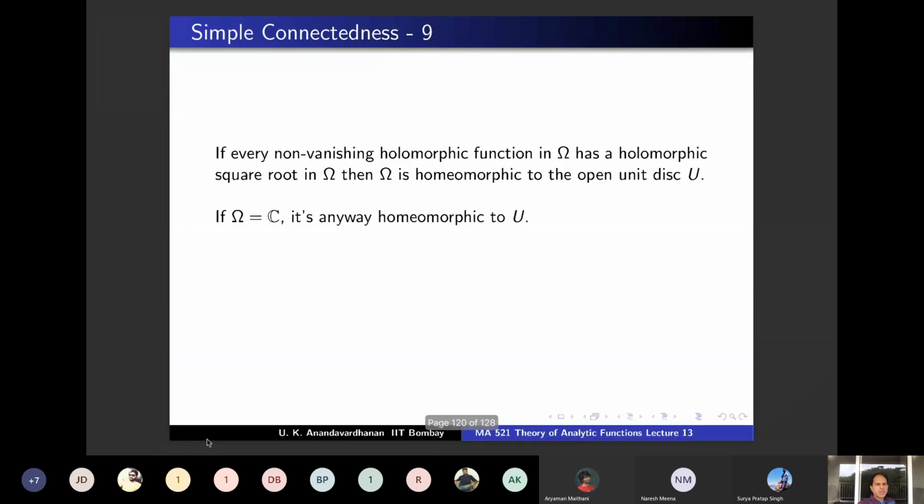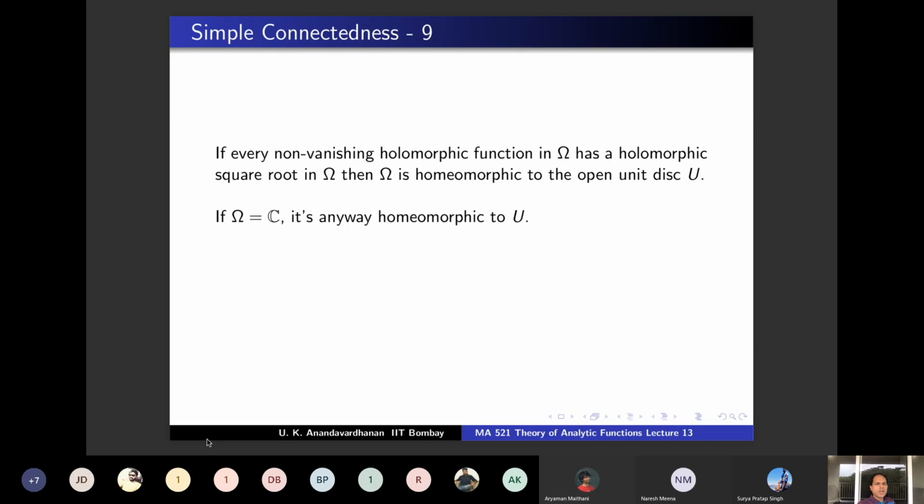So there are 2 cases. Suppose omega is the whole complex plane, right? Omega is a region in C. Suppose it's the whole of C. Then there's nothing to show. Whether some condition is given to you or not, it's anyway homeomorphic to the open unit disk. This is just point set topology, that C is homeomorphic to the open unit disk. So the point is, what if omega is not C? If omega is properly contained in C and it is simply connected. But simply connected can be, in some very complicated way, simply connected. Still, it is homeomorphic to the open unit disk.